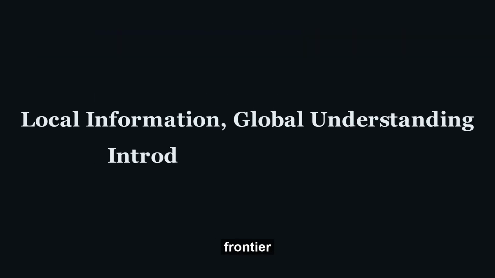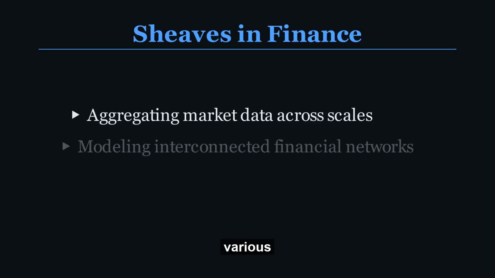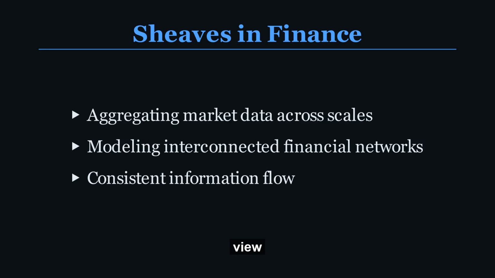Another fascinating frontier is sheaf theory, a branch of mathematics from algebraic topology. While signatures focus on summarizing individual paths, sheaves are about understanding how local pieces of information can be consistently glued together to form a coherent global structure. In finance, this means modeling how information, prices, or risks propagate and interact across different market segments, timescales, or interconnected financial entities. Imagine aggregating market data from various exchanges, each with its own local view, into a consistent global picture. Sheaves provide the mathematical framework for this.